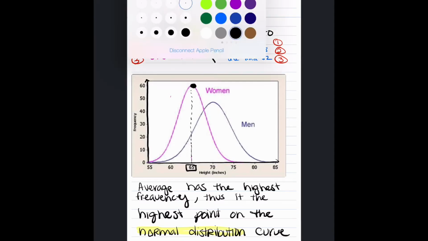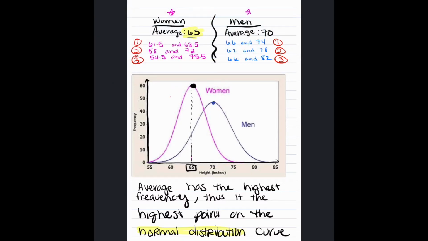And then the same is true for the men's graph here. If you look at the highest point for the men's graph and we go down to where it is on the height, it occurred at 70, which was our average height for men.